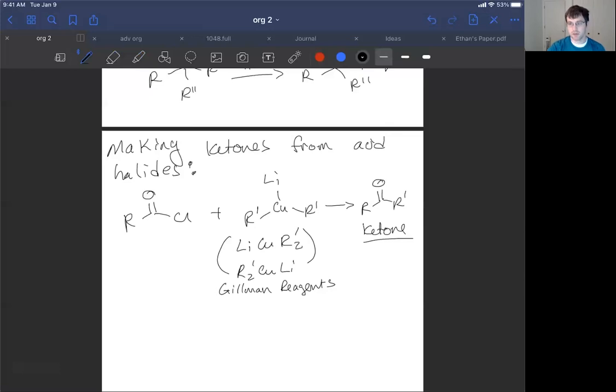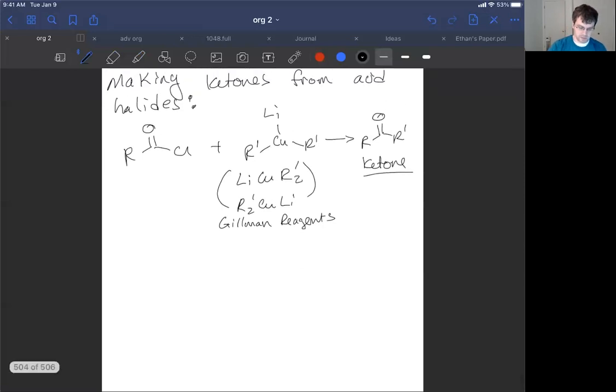reaction. We should look at one more, shoot, I forgot one reaction. I'm sorry about this. Let's look at one more reaction just so that we close out, and we forgot to make amides. So we'll do this quick. Making amides from esters. Okay, so making amides from esters.